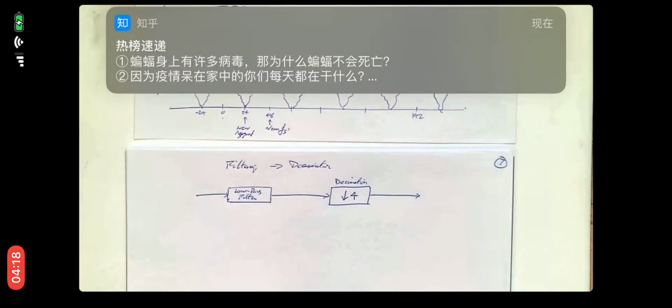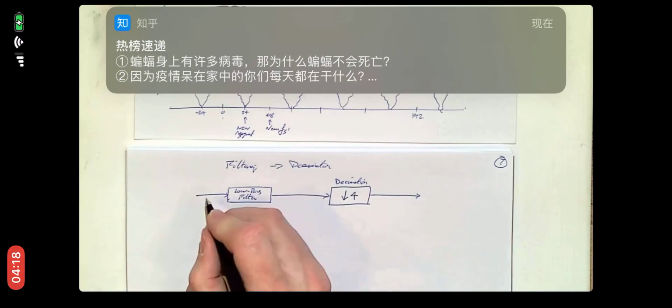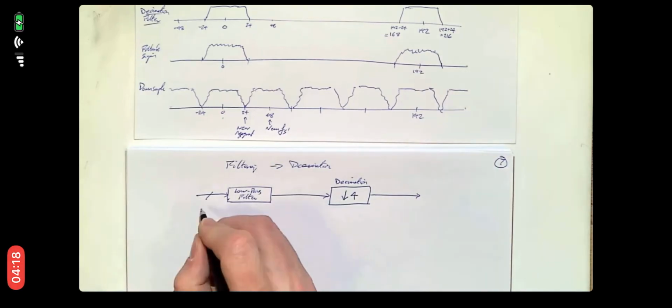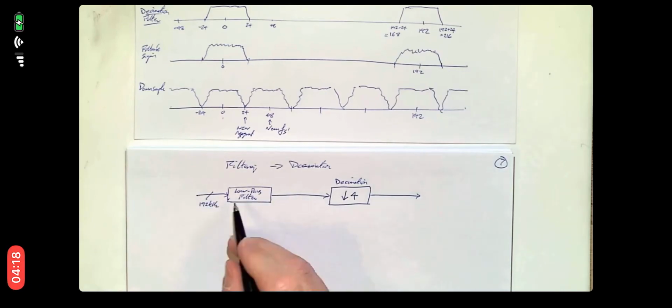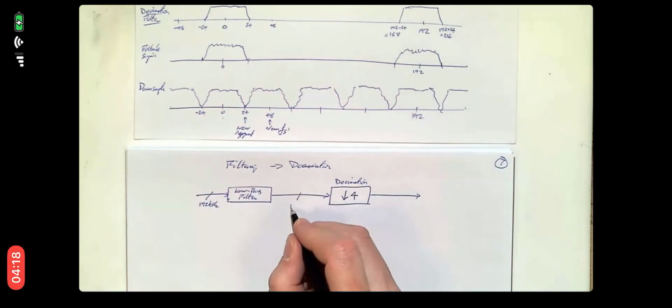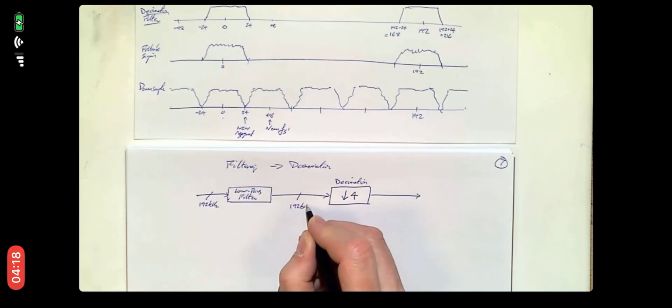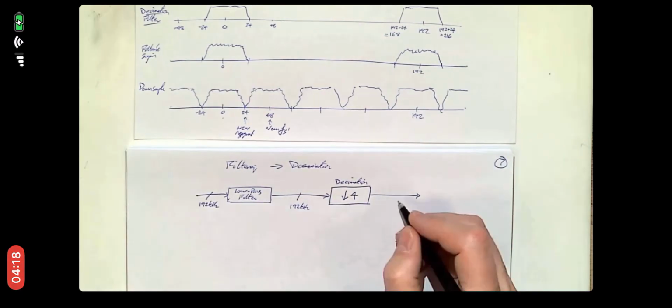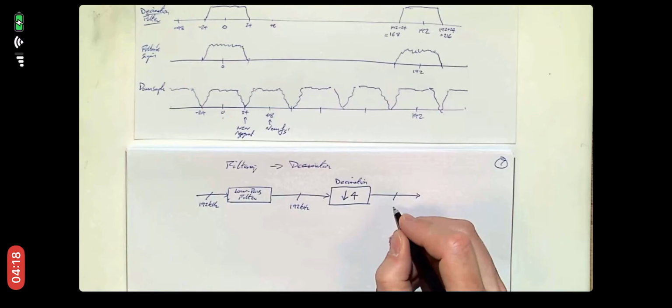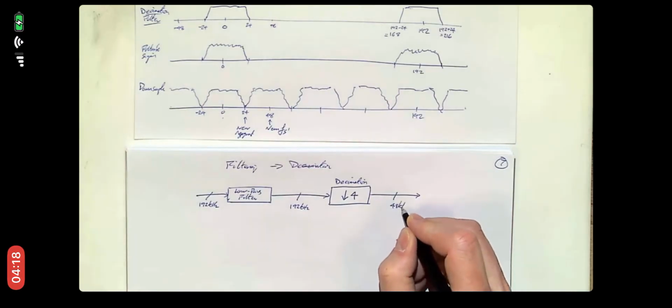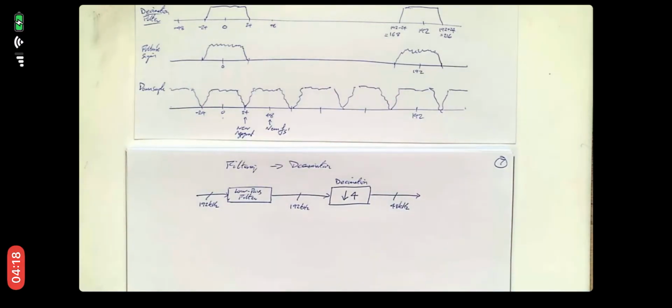So if we want to indicate what the sample rate is in this, we'd use a line through it. Sometimes you use the line through it to indicate the number of lines that you've got. Here we'll use it to indicate the sample rate. So here it might be 192 kilohertz. We've gone through our low pass filter, we're still at 192 kilohertz. And then we decimate or downsample by 4, and we're now at 48 kilohertz. So this is the 2 stages that we need.